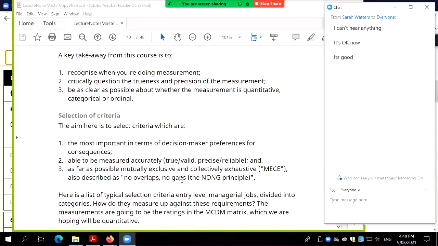So what you need to do is critically examine the trueness and the precision. A very common situation is performance appraisals. Your boss usually, sometimes your peers, get to rate your performance. And it might be on a scale of 1 to 10 or 1 to 5 or whatever. That's a measurement, and it's a measurement that has consequences.